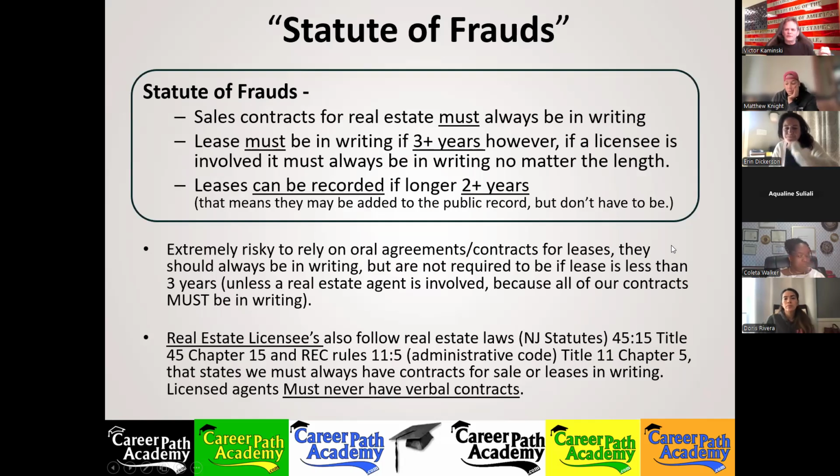So the statute of frauds requires something to always be in writing. And the statute of frauds says that when it comes to real estate, contracts must always be in writing.